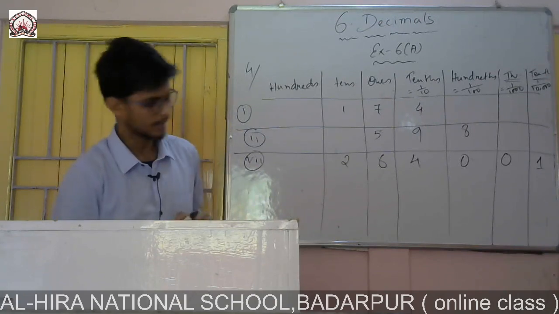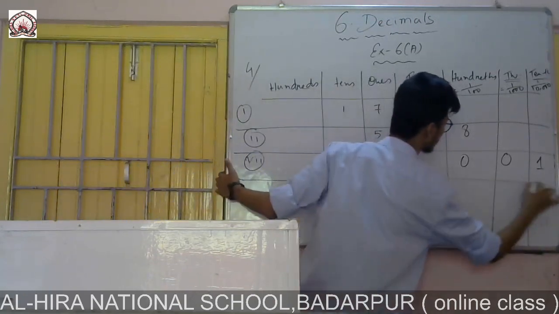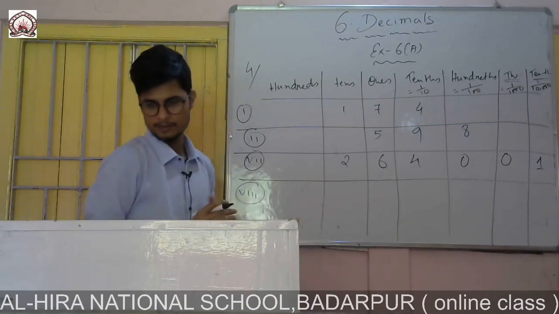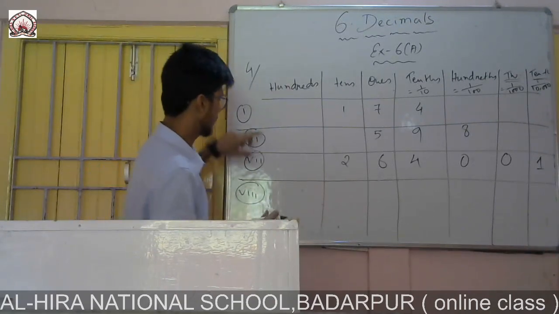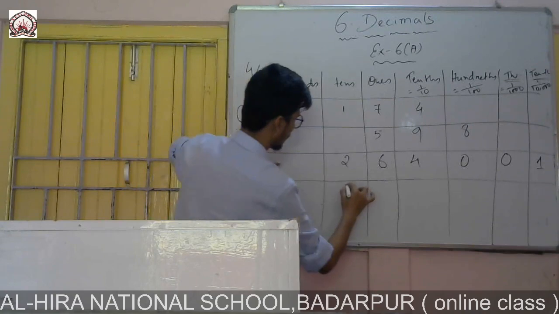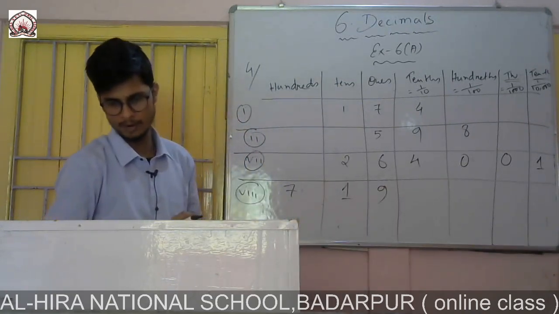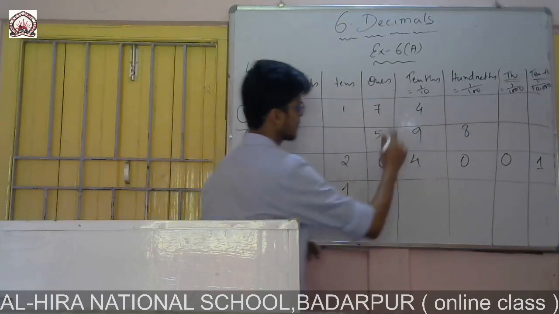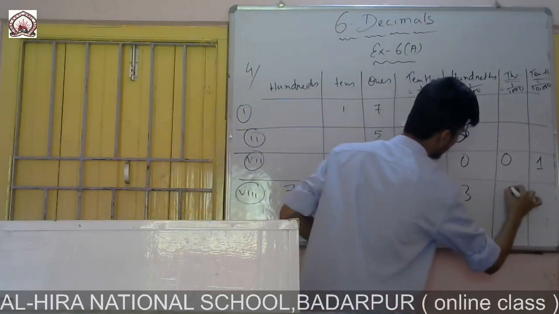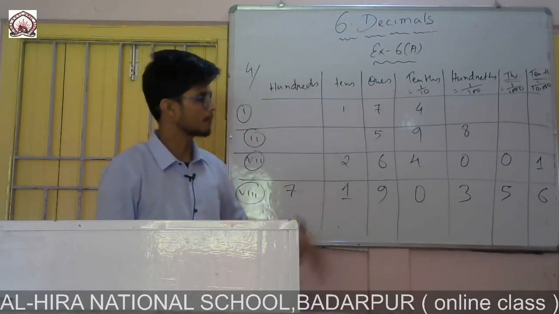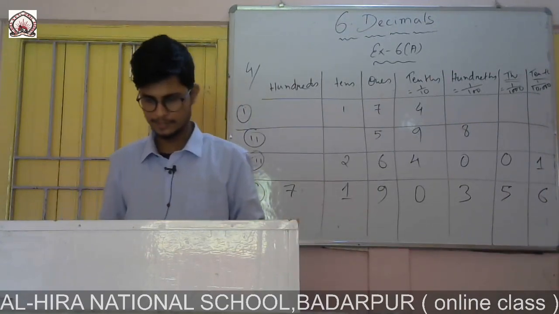Then question number 8 you see, same like this one. You see first part it is 719, and after decimal 0356. So this is the answer. You complete this table nicely and write it.